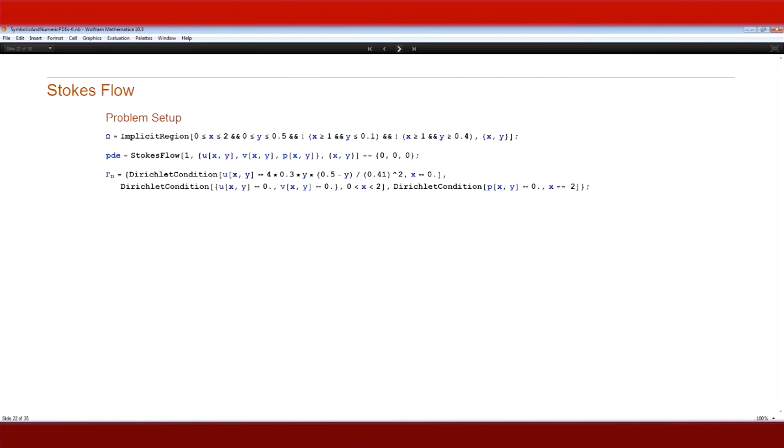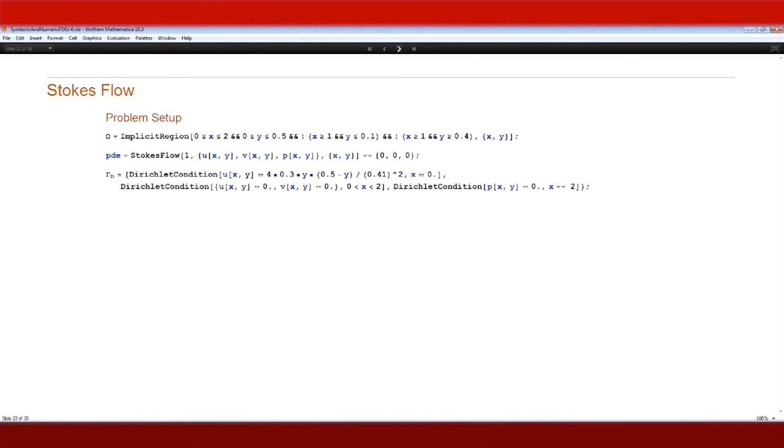Let's start with the problem setup. First, we specify the region omega with an implicit region. Then we specify the PDE. StokesFlow is a function that's appended at the end of this notebook and will return the 3 PDEs that we've seen just before on the previous slide. u, v, and p are the dependent variables, where u and v are the x and y velocity components, and p is the pressure. We set that to 0 in all 3 dependent components.